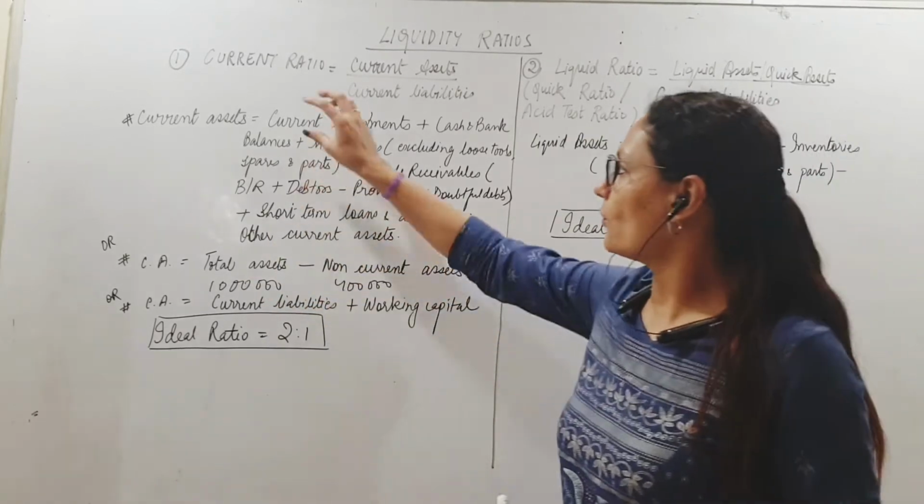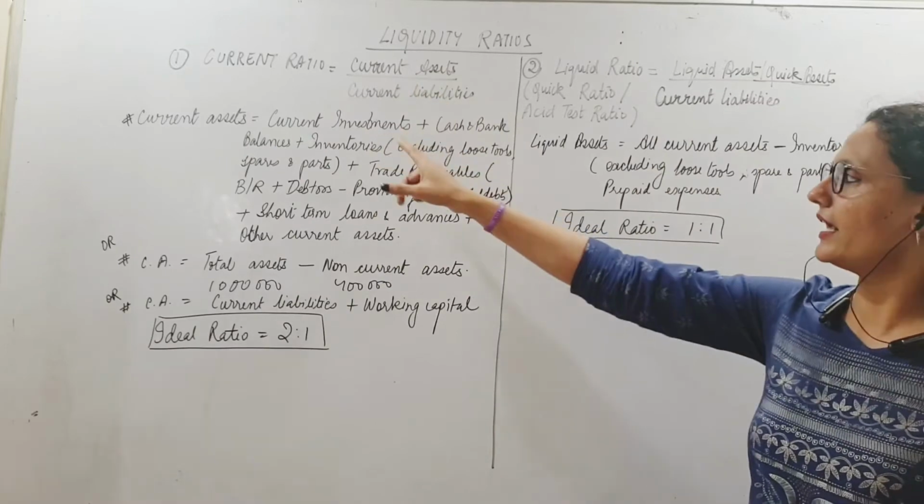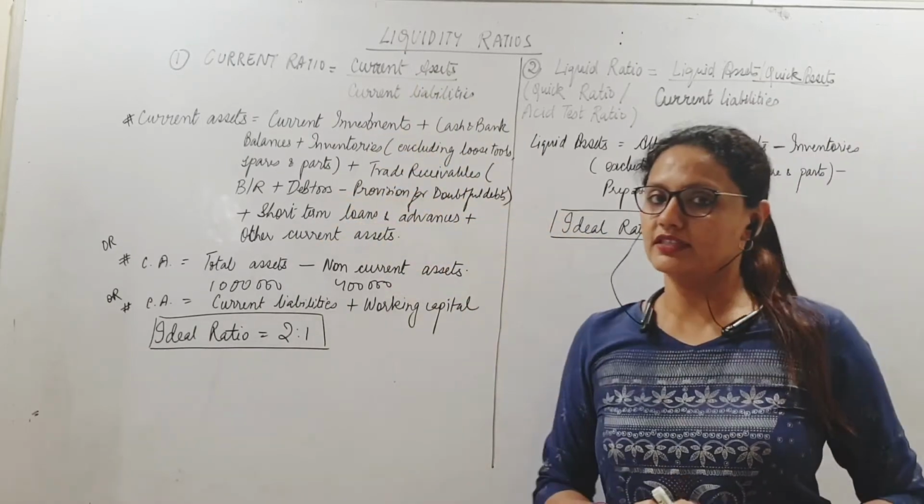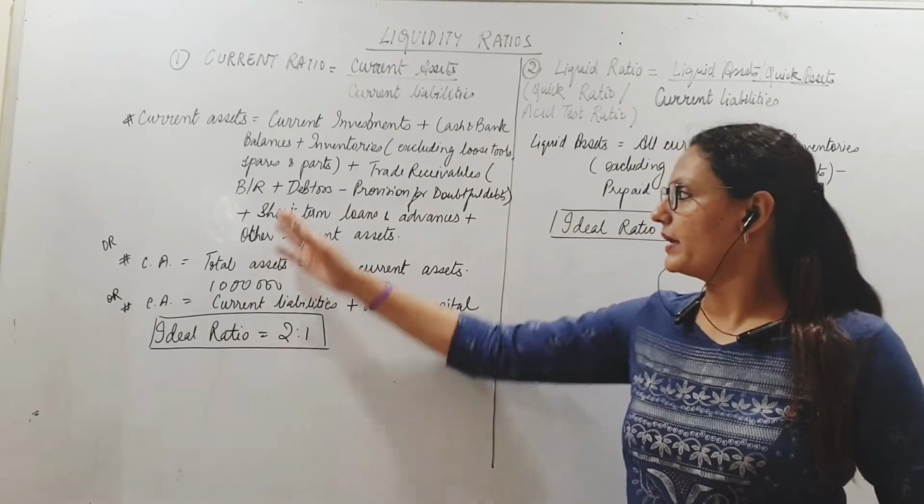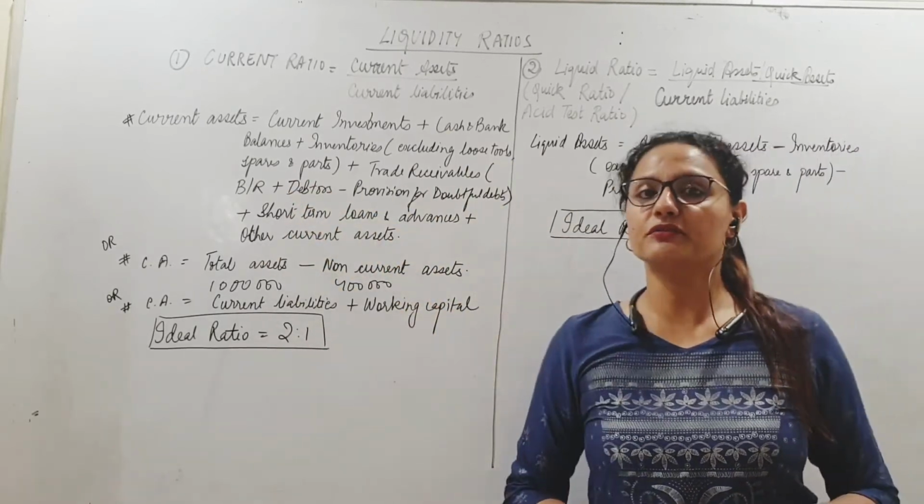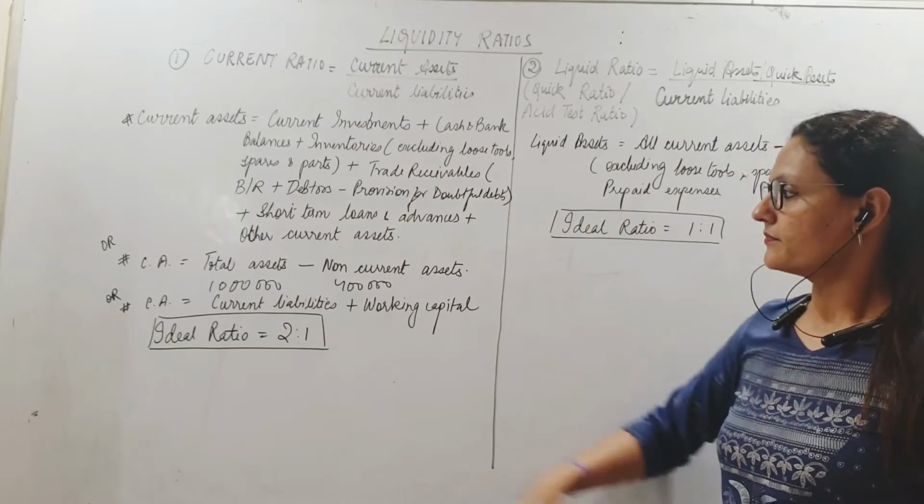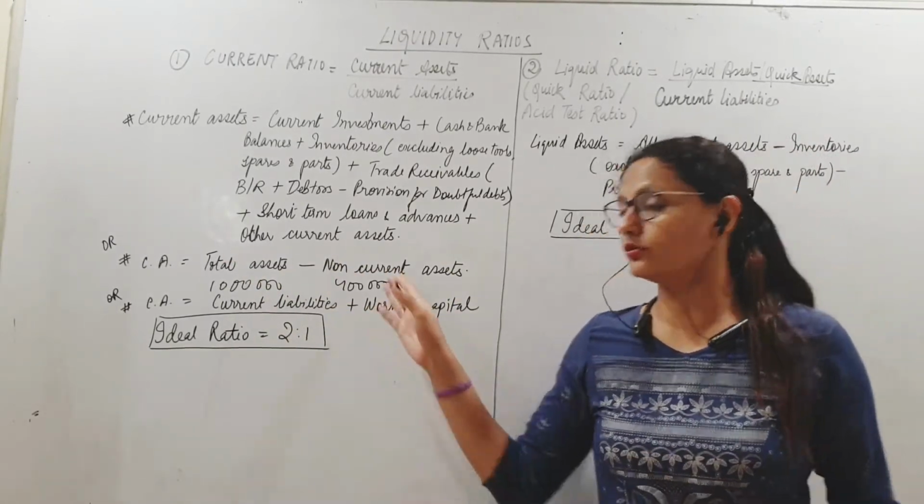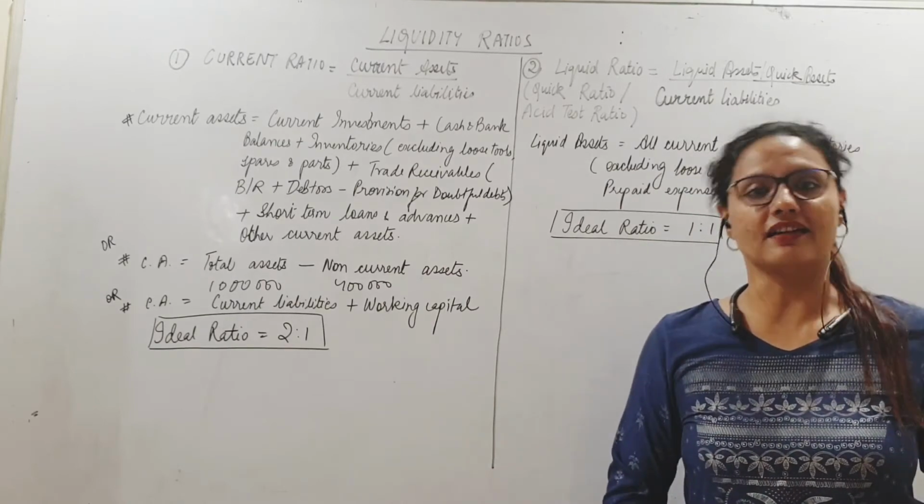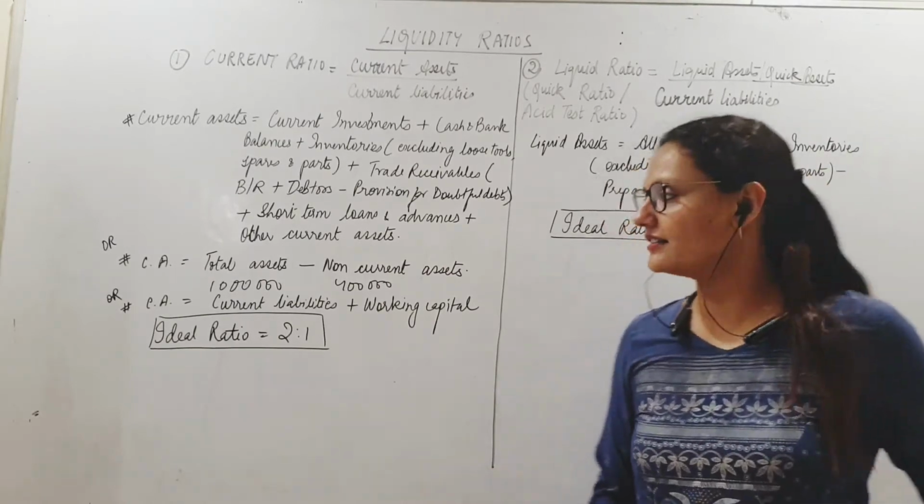Otherwise, if all this information is given, you will add, and obviously you will take care of all these things which you have to subtract, meaning you will subtract the loose tools, spare parts, and provision for doubtful debts if at all there are any. Otherwise you will keep. So depending on what information is given in the sum, you should know how to calculate current assets. कैसे भी दिया होगा, correct?